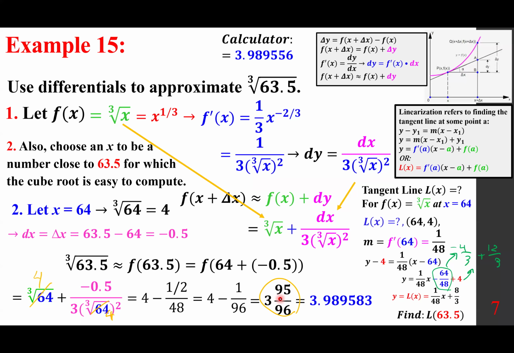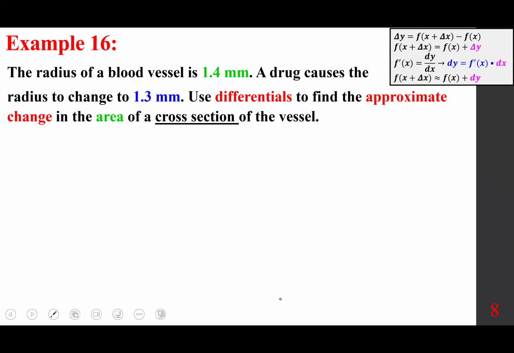So definitely, I would like you to try that. So that's the concept of differential and linearization, and it has a lot of usage. It also has usage in applications. The radius of a blood vessel is 1.4 millimeters. A drug causes the radius to change to 1.3 millimeters. Use differential to find the approximate change in the area of a cross-section of the vessel.